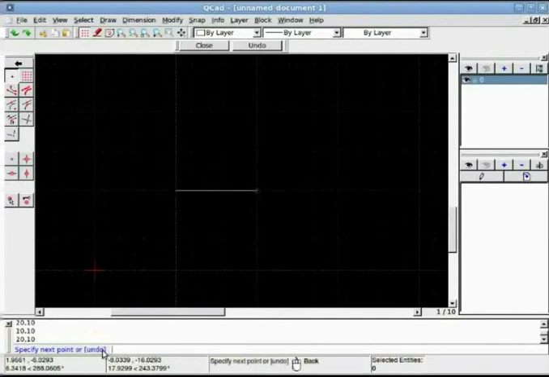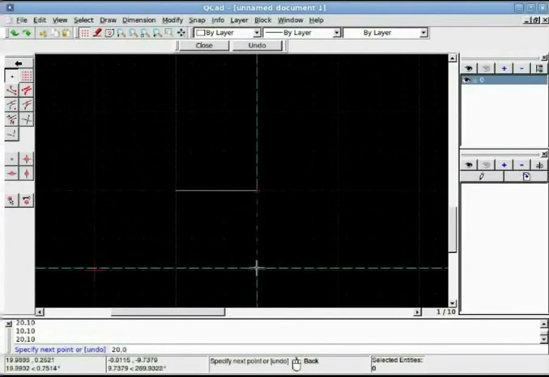Now, if I want to go a vertical line downwards, again of 10 units, for the next point at the command prompt, I will put 20, 0. The x-axis value won't change. The y-axis will be 10 units minus from the earlier value. So it will be 0.